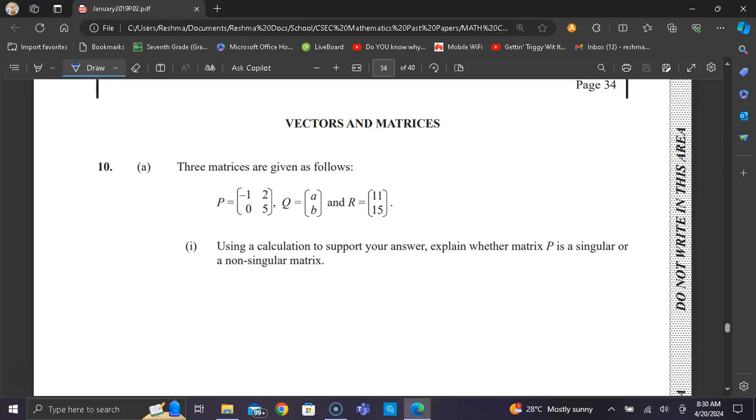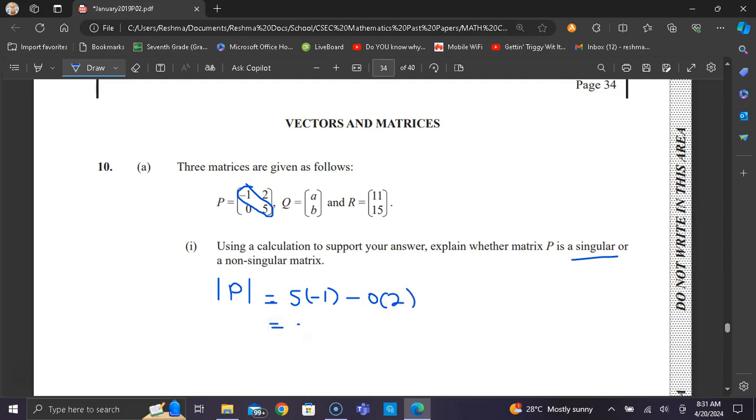So for a matrix to be a singular matrix, the determinant has to be 0. So the determinant of a matrix, and this is how we write it, matrix P with a stroke on either side, is equal to, so we have to take the product of the numbers in the leading diagonal, which is this diagonal here. So that will be 5 by -1, and we subtract the product of the remaining numbers, which will be 0 by 2.